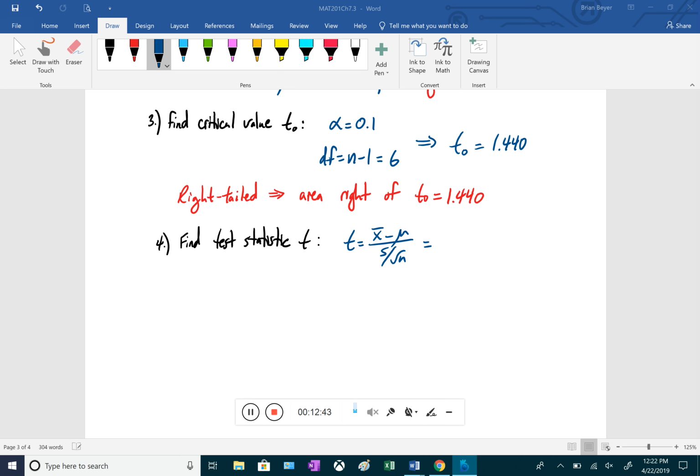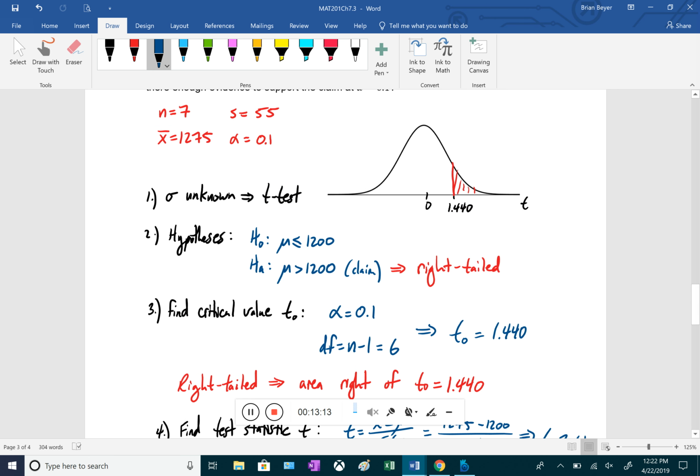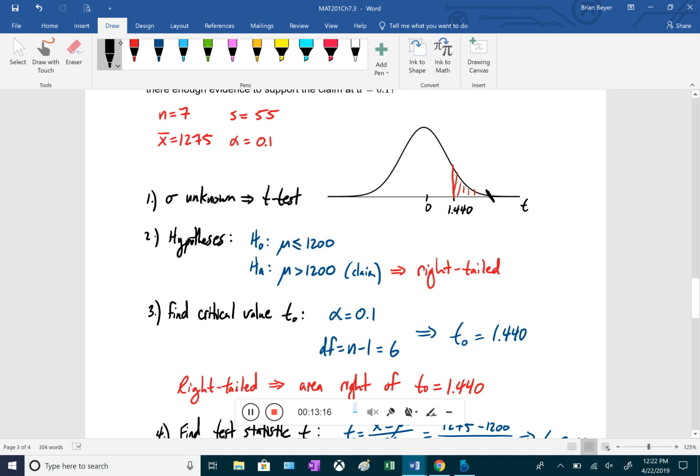Okay, so that's going to be this formula once again. So we fill in everything that we already are given. So that's 1,275 minus 1,200 over 55 over the square root of 7, square root of 7, not 14. Okay, so plugging this in, this gives us a t-value of 3.61. So we need to go to the table now. And 3.61 is definitely all the way over here somewhere. So that is in the shaded region. So once again, since it's in the shaded region, we reject the null.